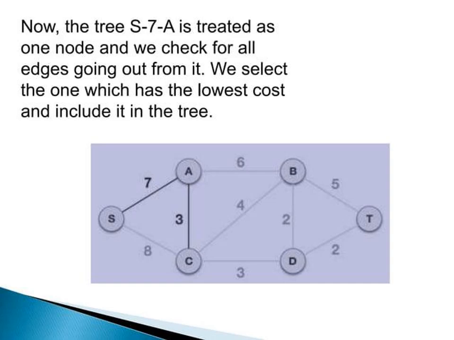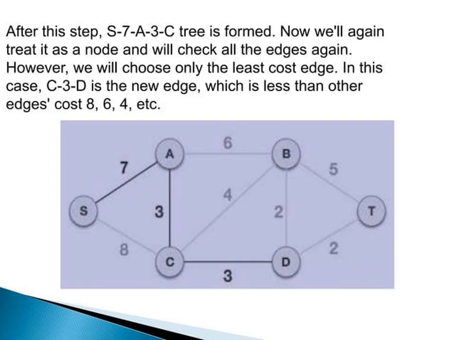In the next step, we again take the adjacent vertices of S and A. From A to C is 3 and A to B is 6. Here we need to choose the minimum cost, so A to C is 3. Then we go to D. From D, there is D to B and D to T, which is 2.